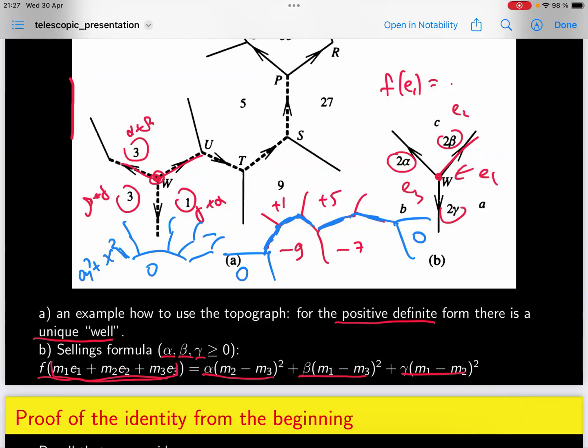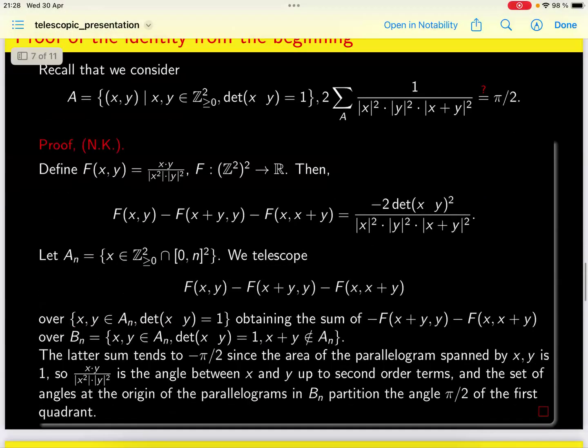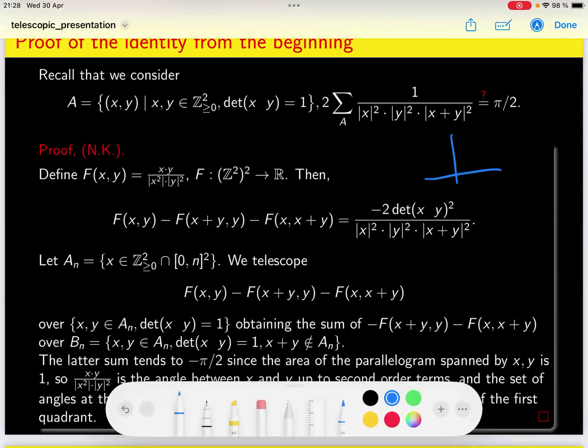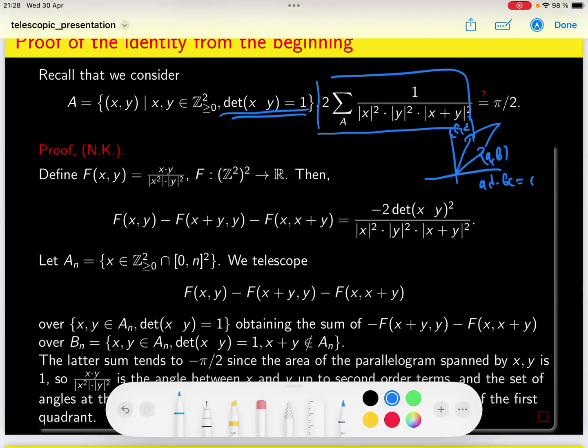Okay, then let's go to the identity from the very beginning, and I will show you how to connect it to topographs. Because again, when you look at the proofs from the point of view of topographs, they're simple. So you remember that we have the identity. You consider all the possible parallelograms of oriented area 1. So here it's A, B, C, D, and you have the condition that AD minus BC is 1, this determinant. And I want to show that 2 times this sum is pi over 2.